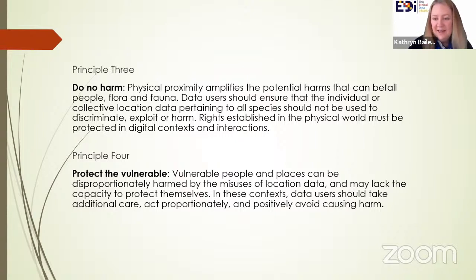So I think we can all agree that that's important, but where it falls in the level of importance to different stakeholders, that's what's in question. Principle 4, protect the vulnerable. Vulnerable people and places can be disproportionately harmed by the misuses of location data and may lack the capacity to protect themselves. In these contexts, data users should take additional care, and act proportionately and positively around causing harm.